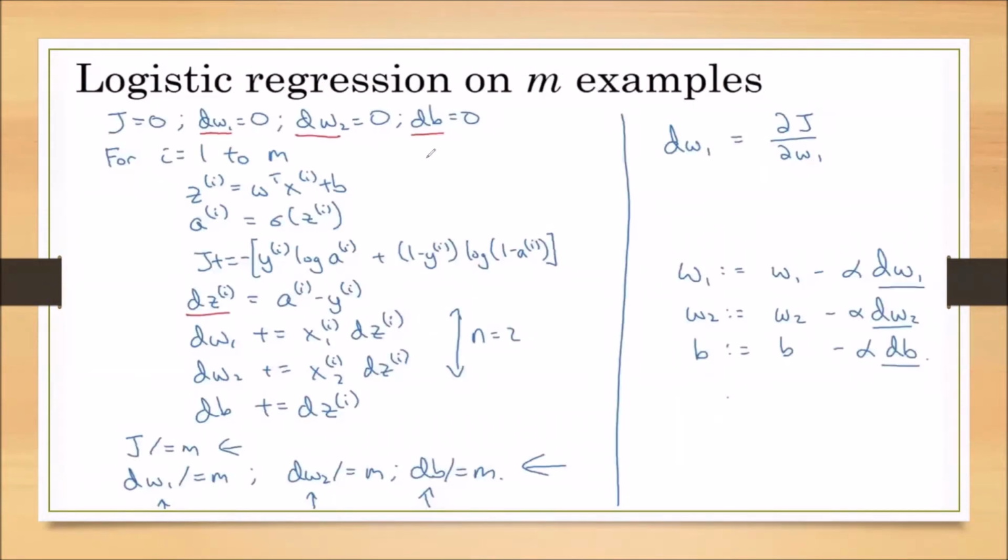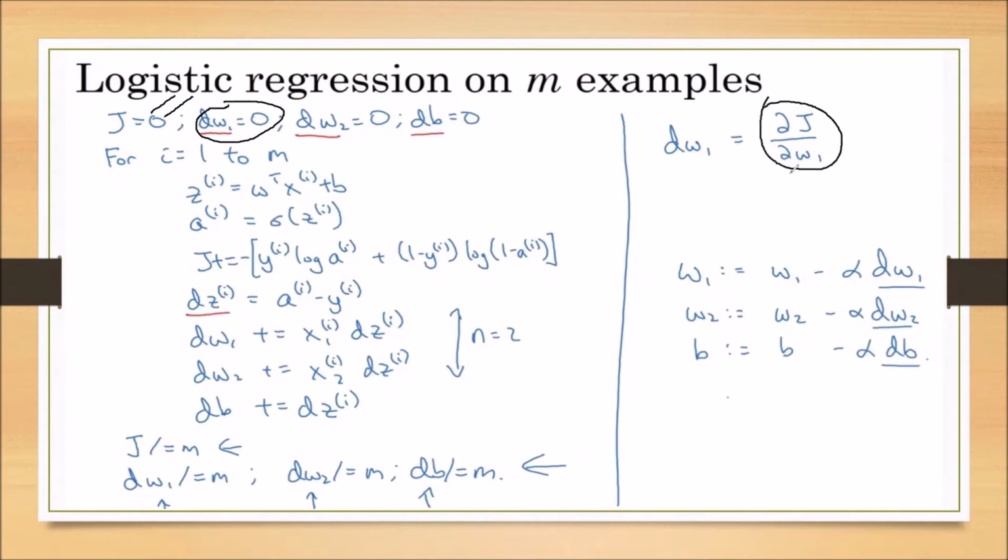Now we are discussing how to write the code for this. Initially the cost function value is 0. Initially we are taking dw1 equal to 0. What is this dw1 in reality? It is the change in the cost function with respect to w1.